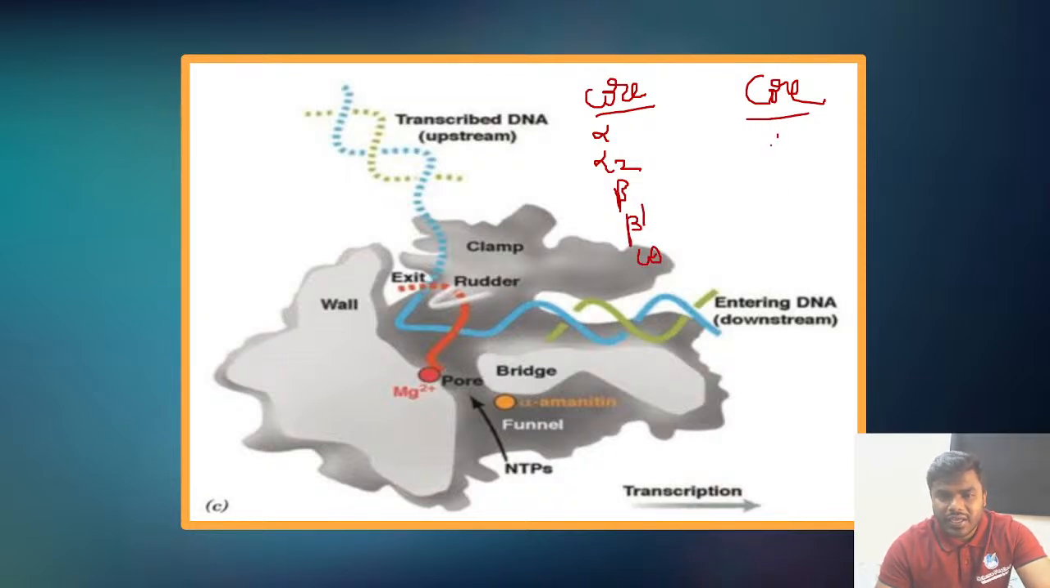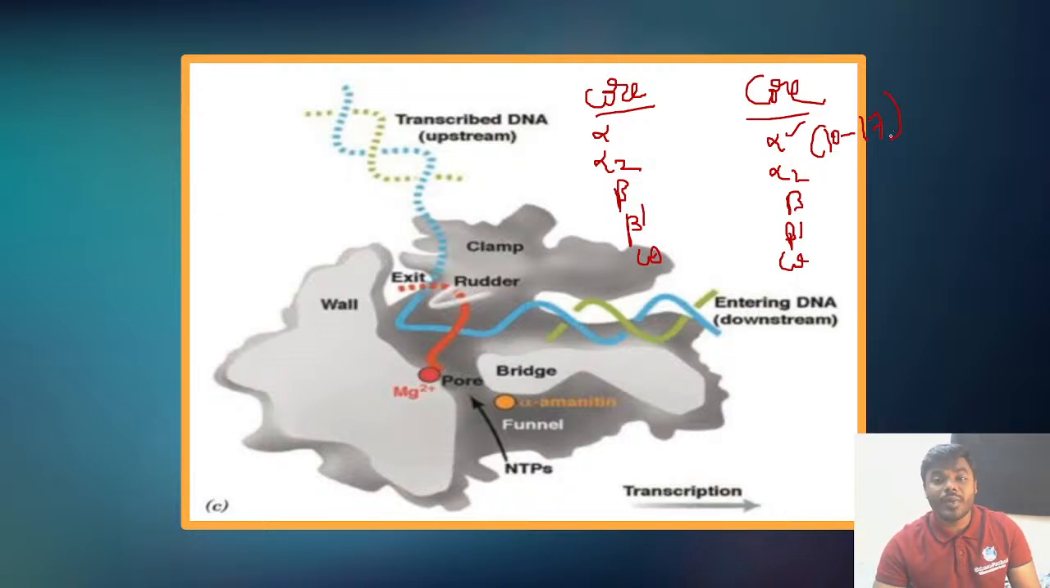Friends, even in the core enzyme of the eukaryotic organism also, alpha, alpha 2, beta, beta prime, omega. Core enzymes are the same. Friends, in a eukaryotic organism, more than 5 subunits will be present. So I can say here 10 to 17 subunits are present. How many, my friends? 10 to 17 subunits are present. But what is the interesting statement?